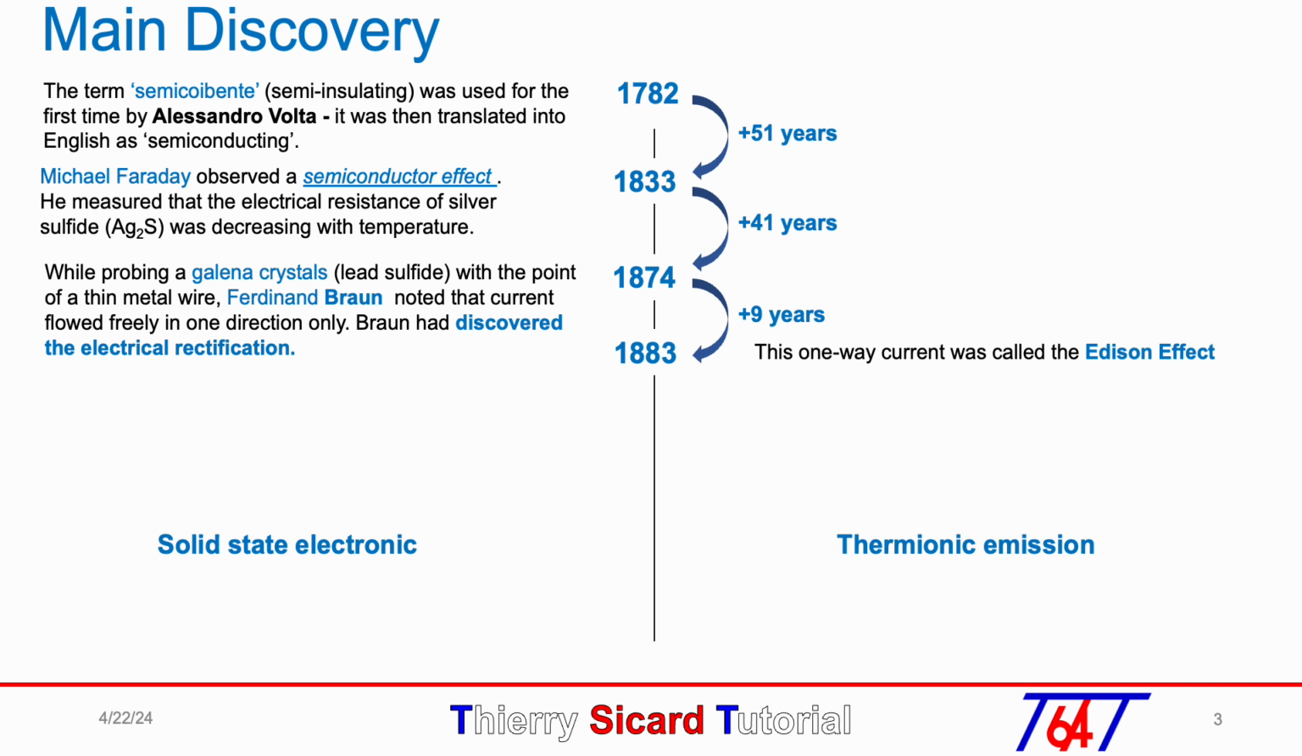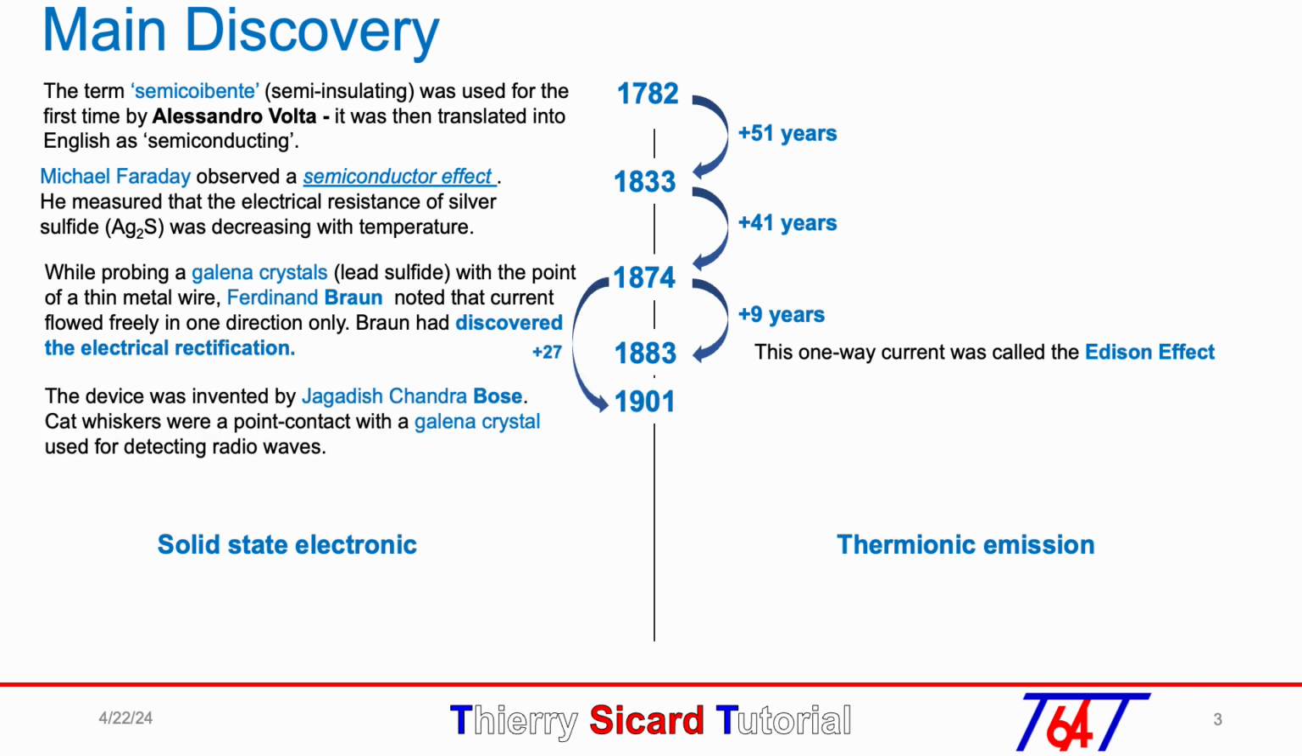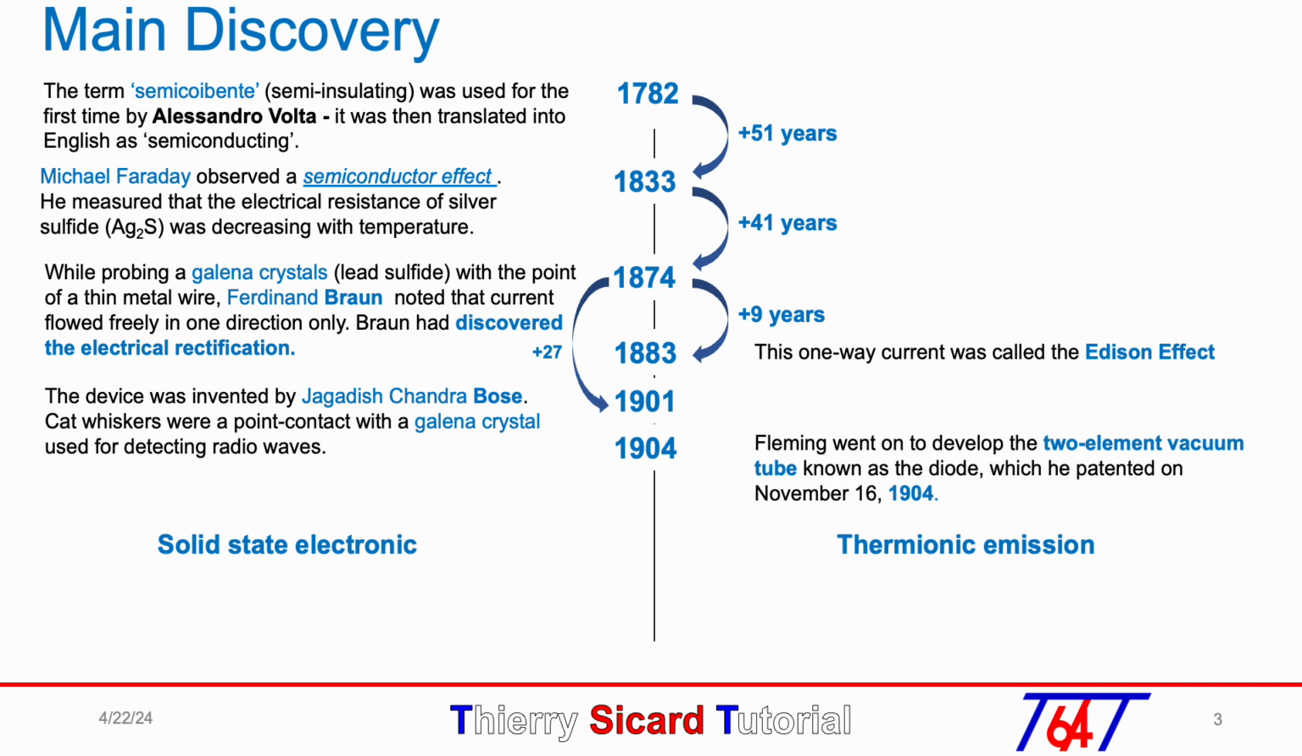In 1901, which means 27 years after Ferdinand Braun, Chandra Bose was using the cat whisker, where a point contact with the galena crystal, to detect radio waves. 3 years later, in 1904, Fleming developed the two-element vacuum tube known as the diode, using the thermionic emission.